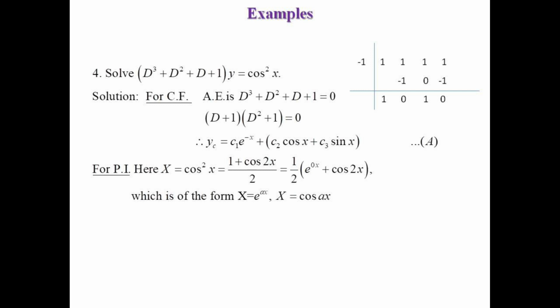Whenever we try to find the value of the particular integral, write the value of the right hand side. Here the right hand side term is cos square x. This is not in standard form, because the standard form is either sin of ax or cos of ax. Now to get the equation in terms of standard form, we may apply the basic results for converting this equation into standard form.